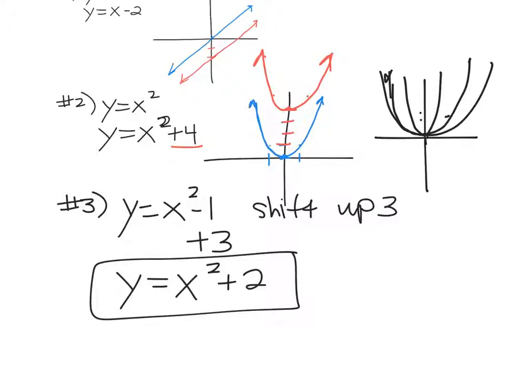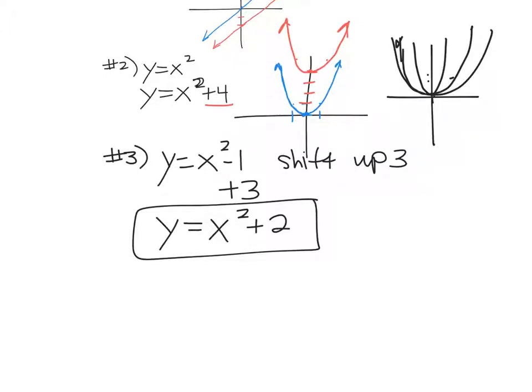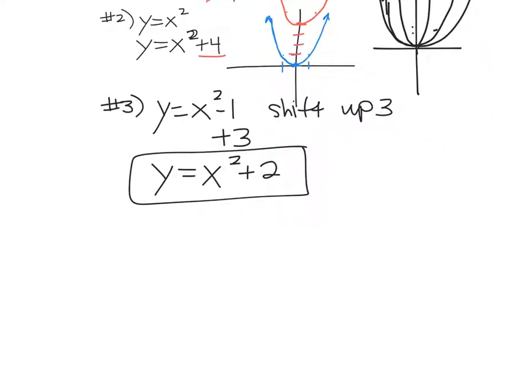Yeah, so a shift up 3 is just to add 3 to it. Just add 3 to the whole thing. That's it. Okay, let's do some horizontal ones, because vertical is not too bad. You can see it's just +4 or -3, whatever on the outside. So a horizontal shift is going to happen on the inside of the function.